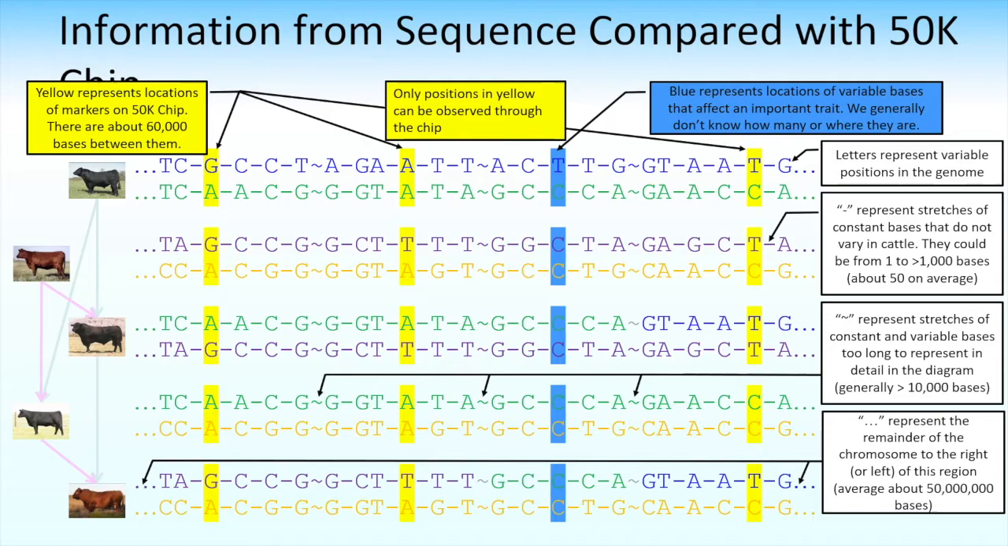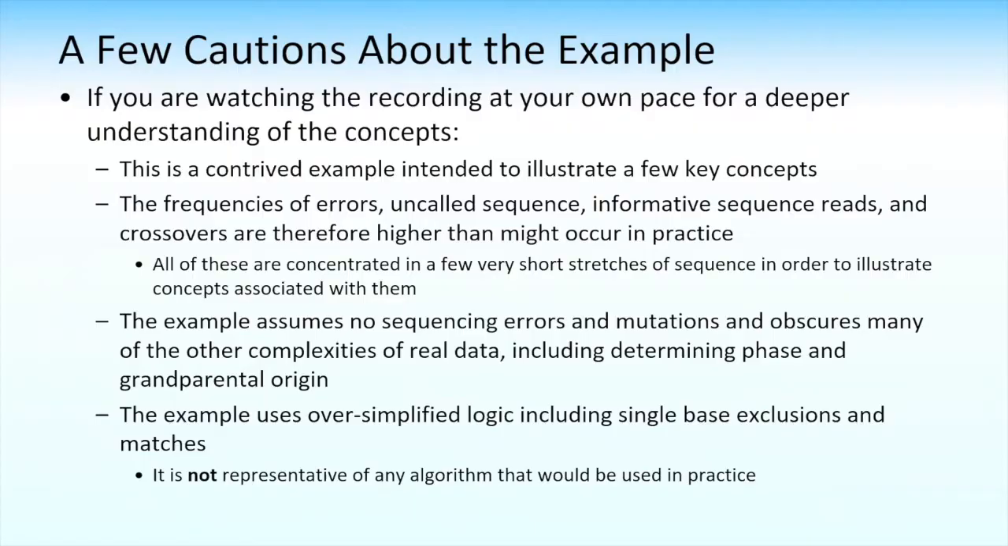The 50K chip gives us the information in the yellow columns, whereas low pass will give us most of the information on the slide. I'm going to go through the example fairly quickly and try to emphasize the main points that I want you to take home from it. There may be a few of you who want to watch it again at your own pace and get into the weeds and gain a deeper understanding. If you fall into that category, please read the disclaimers on this slide.